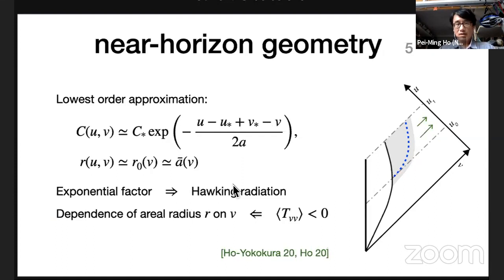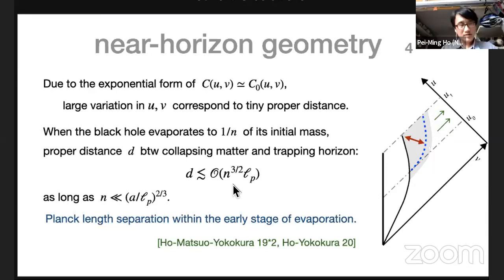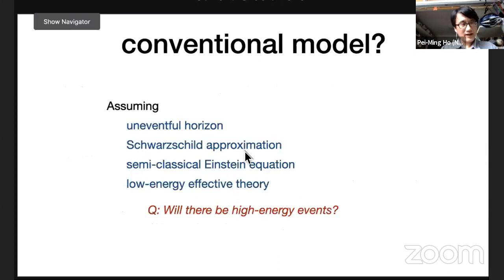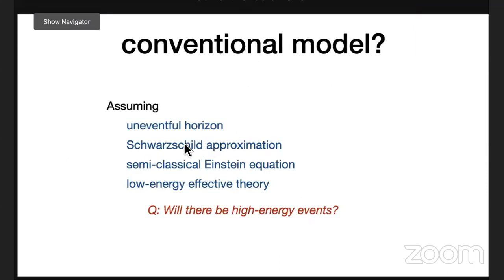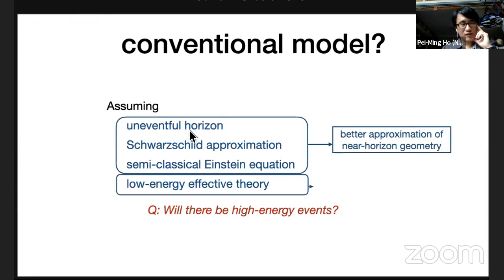But we want to do, yes. So, sorry, what is the input of this analysis? What is the assumption? The assumption is that we have the Schwarzschild approximation outside the near horizon region. We use that as a boundary condition for the near horizon region. And we use the semi-classical Einstein equation, and also the energy condition for the near event horizon.